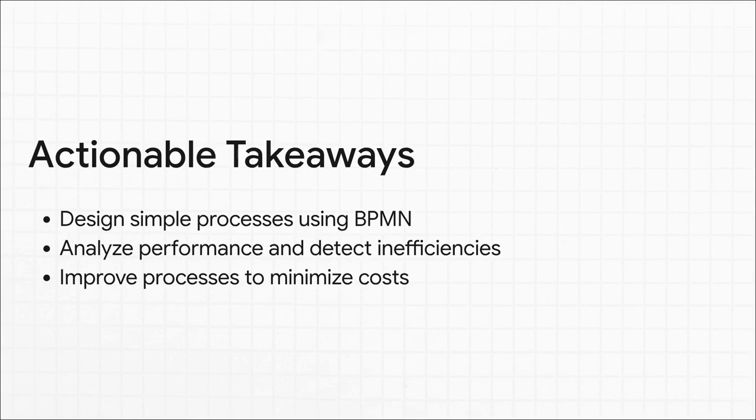Use precise performance metrics to detect inefficiencies. And 3. Improve. Always be continually evaluating and modifying processes to minimize costs and maximize value. That is the true core of business process management.